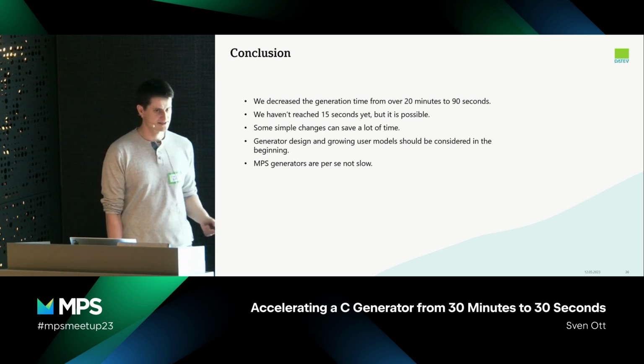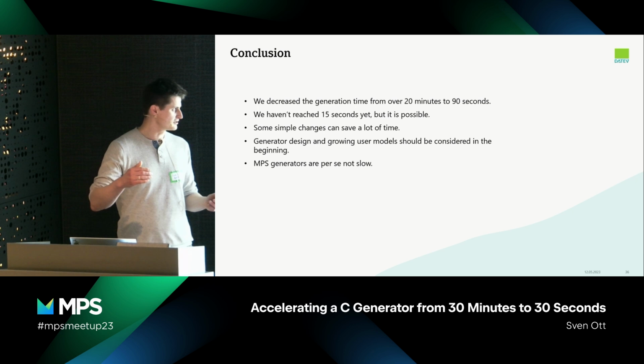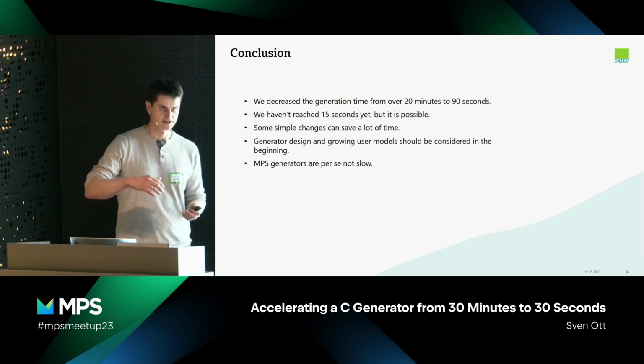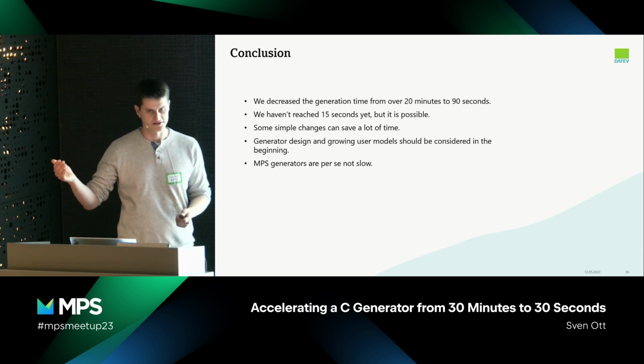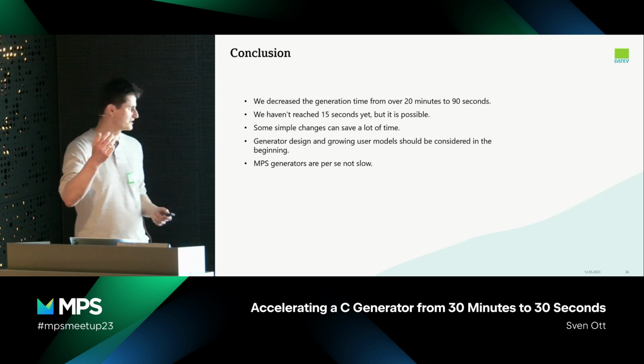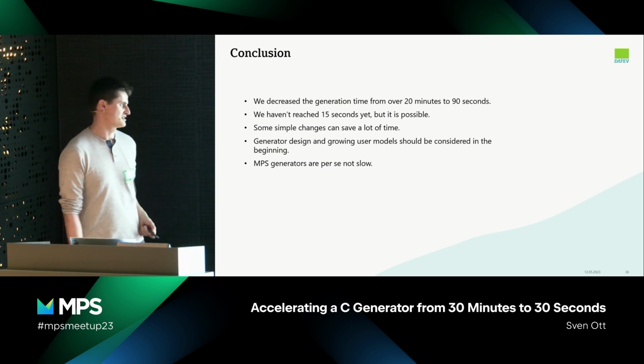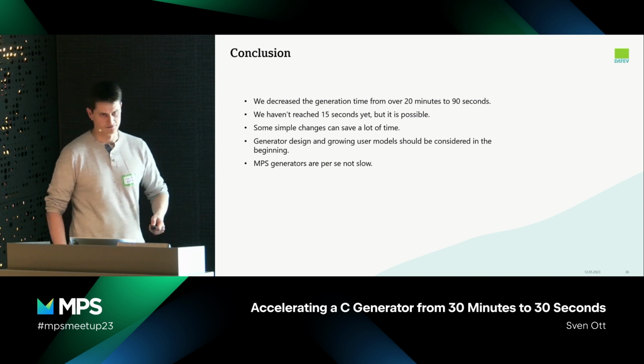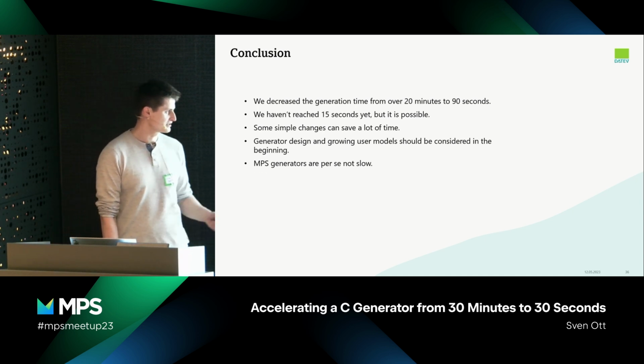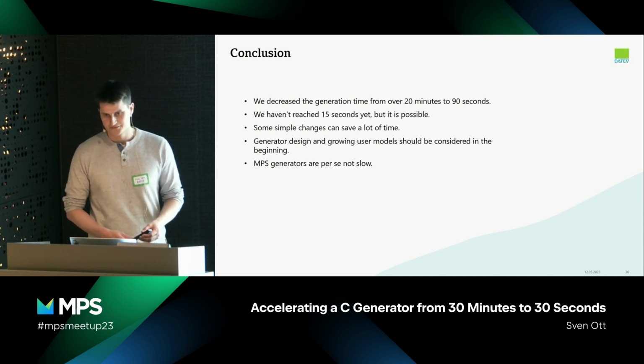For instance, last year the generation time increased by around 1 minute per month because the user model was growing and the generator was growing. And I would argue that MPS generators are not slow per se, it's just about the implementation. Okay, I'm done.